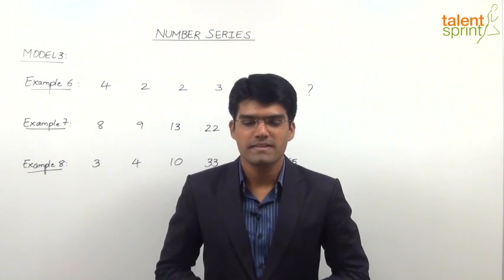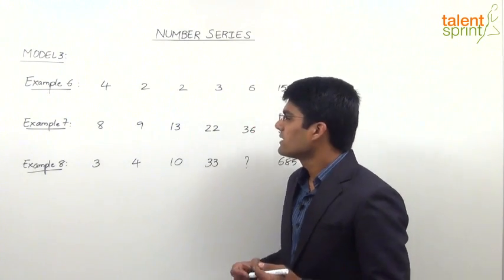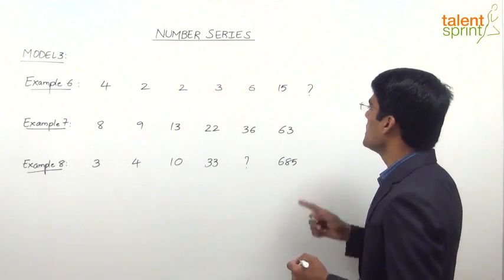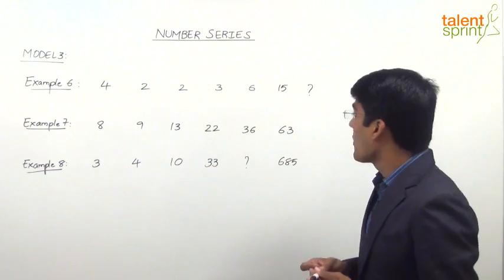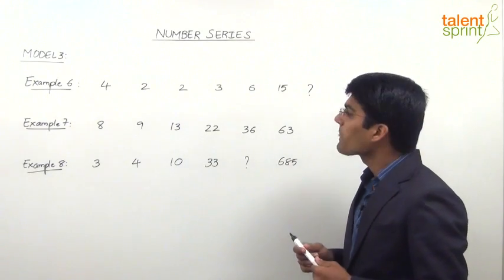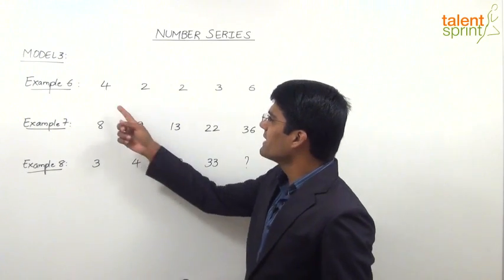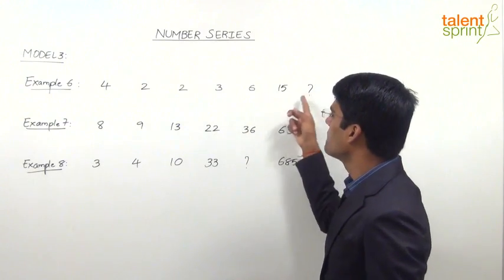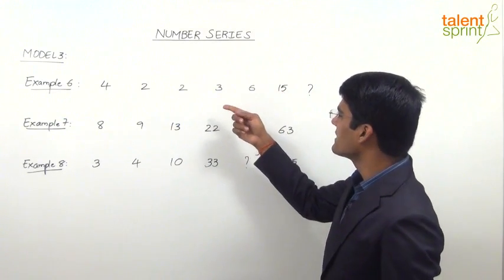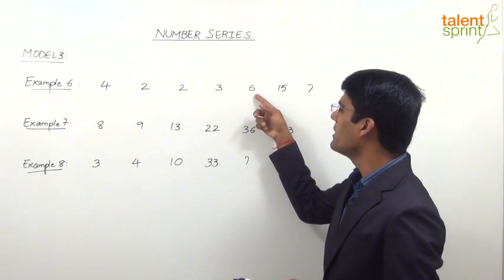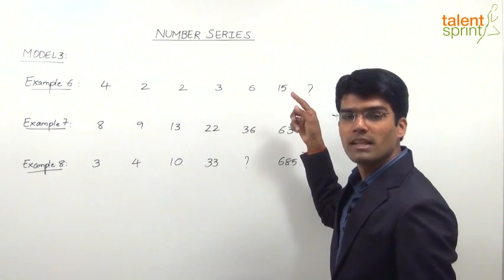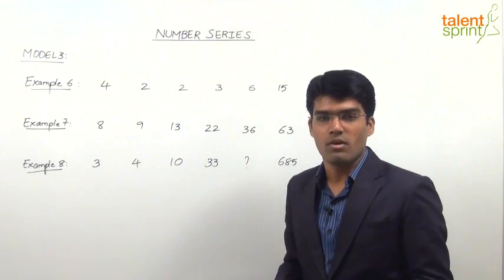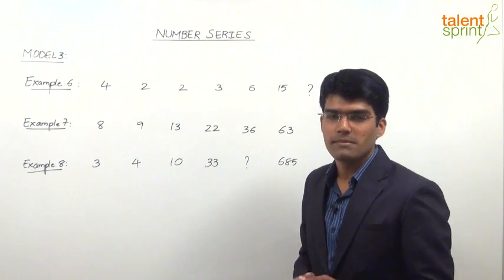Let us now take the next set of examples from model 3. Now example 6 here is 4, 2, 2, 3, 6, 15, question mark. That means we are supposed to find out what comes in place of question mark. If you observe the series, it decreases, it is then constant and then keeps increasing. And you find that the increase is not a gradual increase. It jumps from 2 to 3, then suddenly gets doubled, then more than double, and so on. That means here, instead of addition, the logic may be in terms of multiplication.